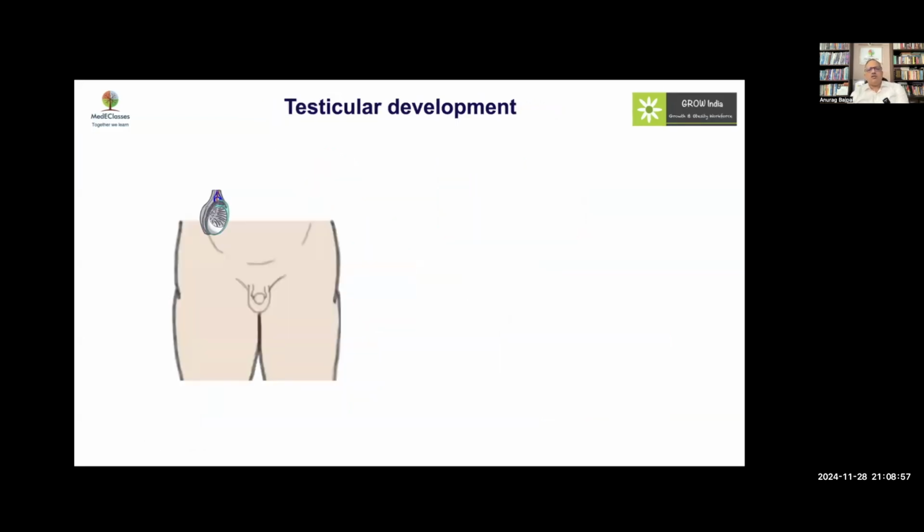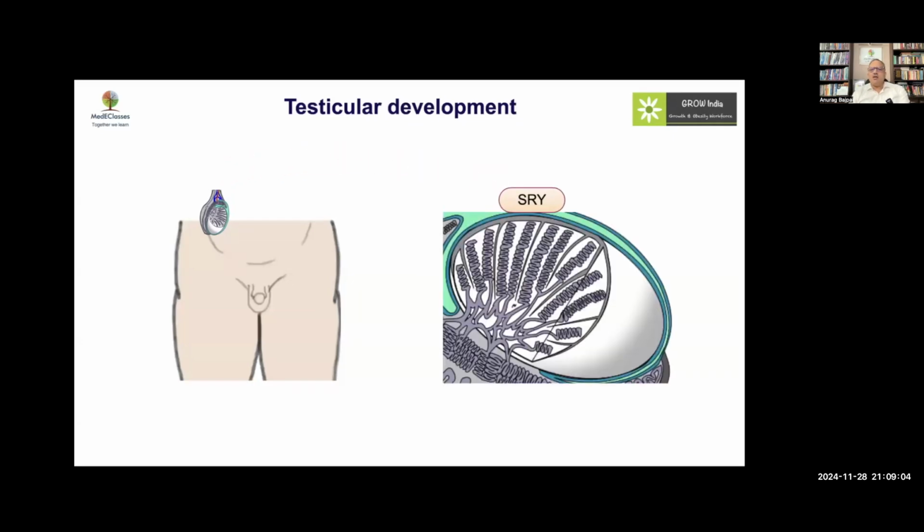Now, when we talk about testicular development, we know that there are two cells or two compartments of the testis. The SRY gene plays a major role in testicular development. There is the germ cell and the myoid cell component where it is working.